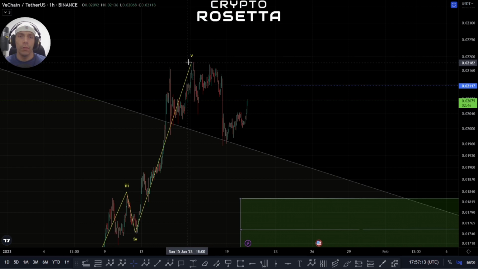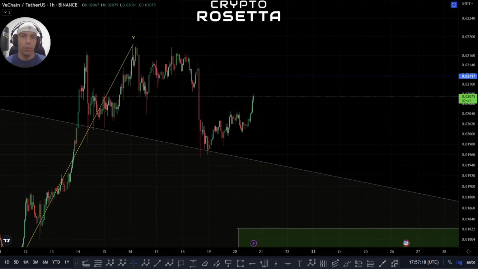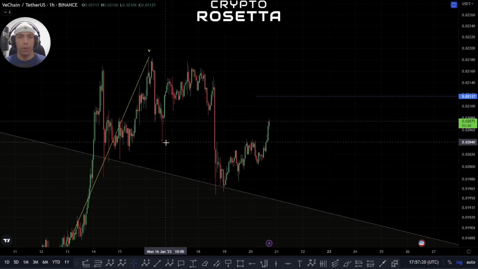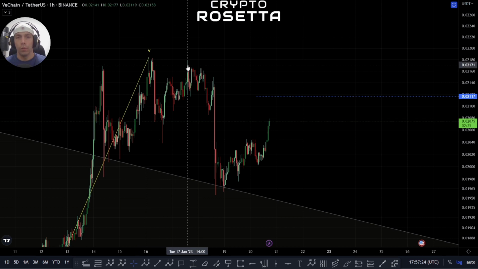So if we're looking at it from this point, and we're looking at this extension like this, what we would then be looking for is the fact that we actually have this as a 5-wave move here. So this 5-wave move here could then be the start of a move to the downside.